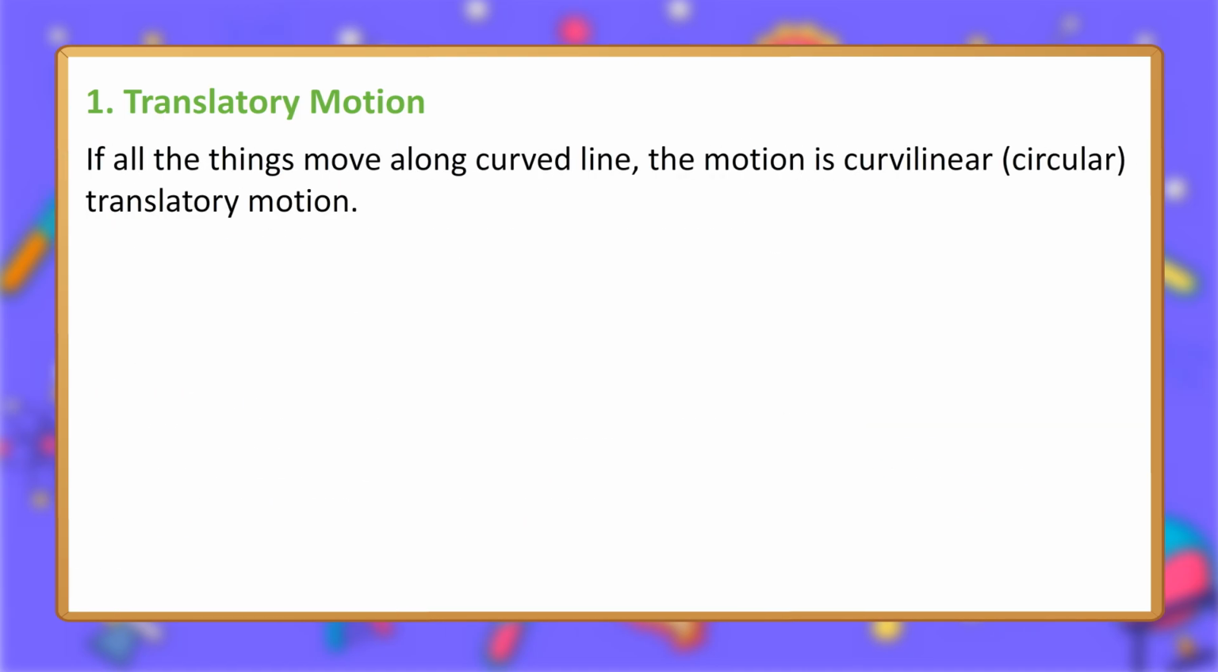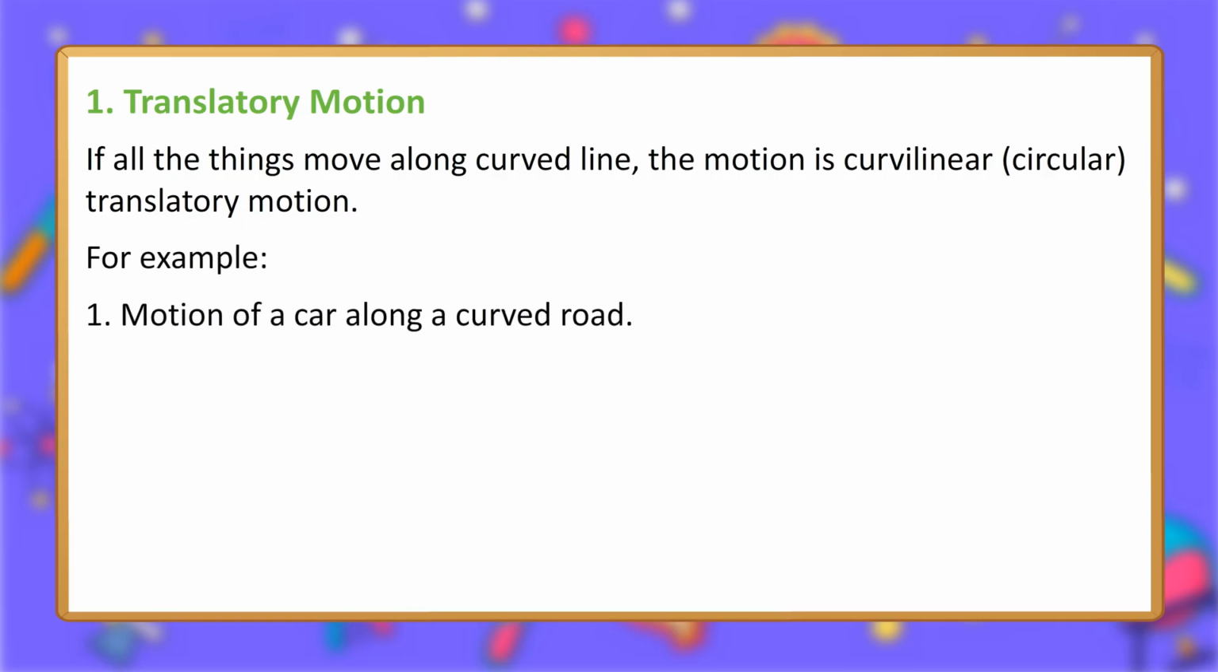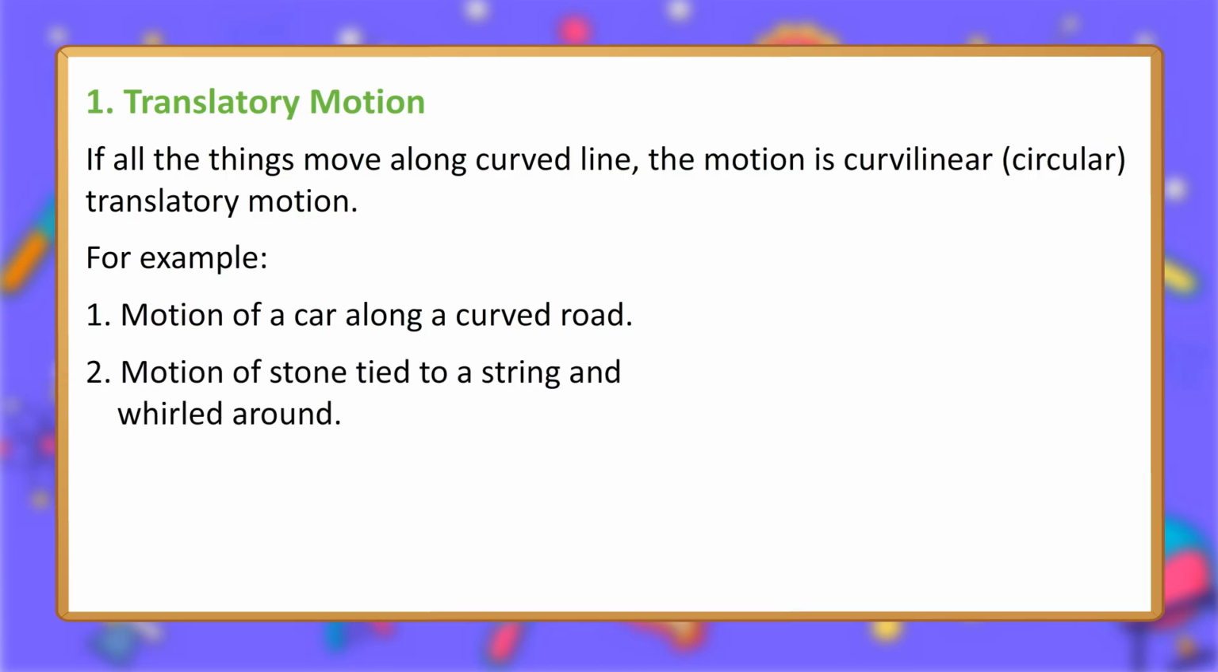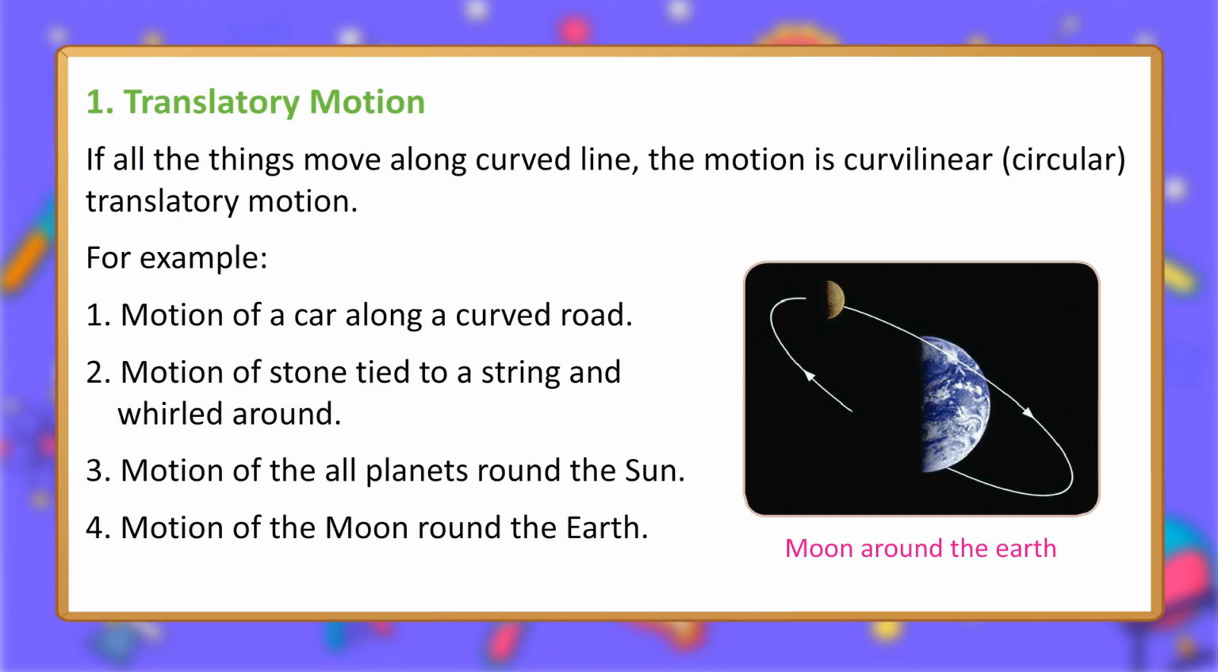If all the parts move along a curved line, the motion is curvilinear or circular translatory motion. For example, 1. Motion of a car along a curved road. 2. Motion of a stone tied to a string and whirled around. 3. Motion of all the planets round the sun. 4. Motion of the moon round the earth.